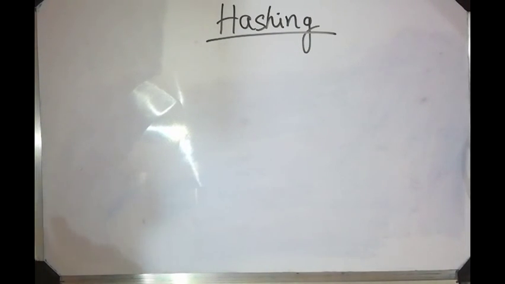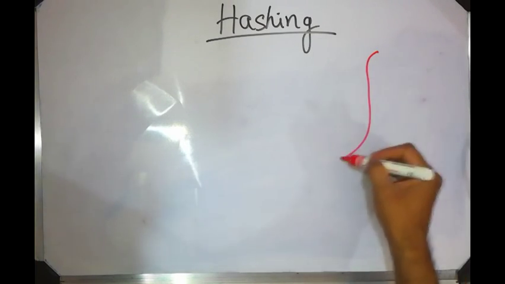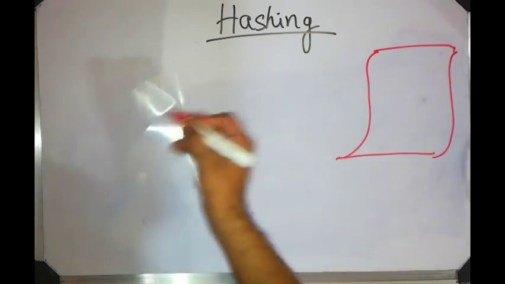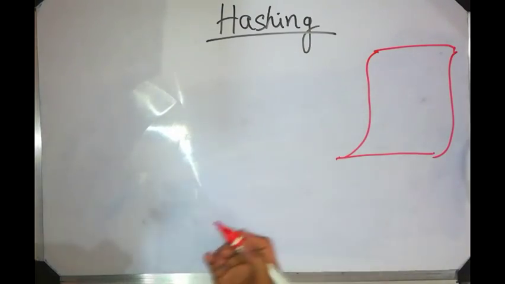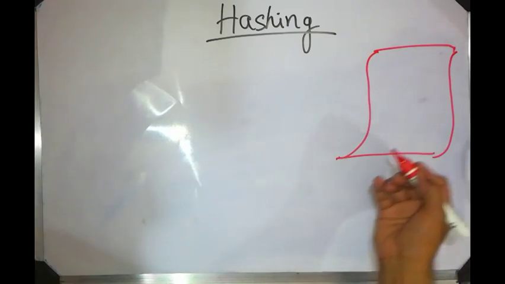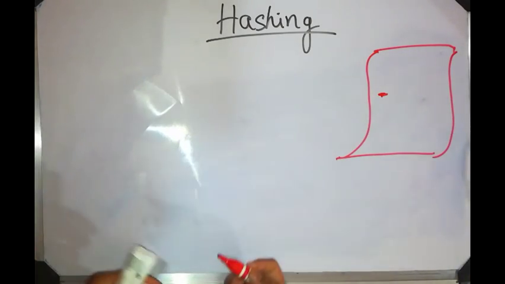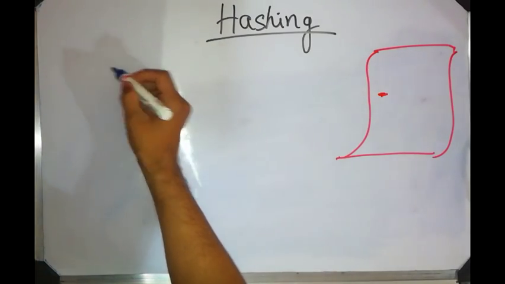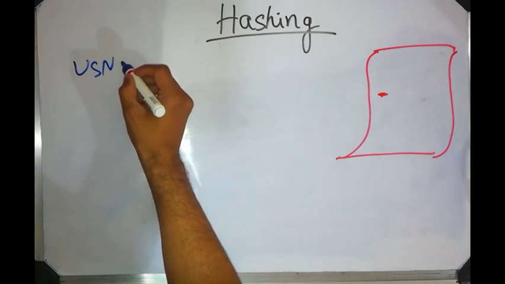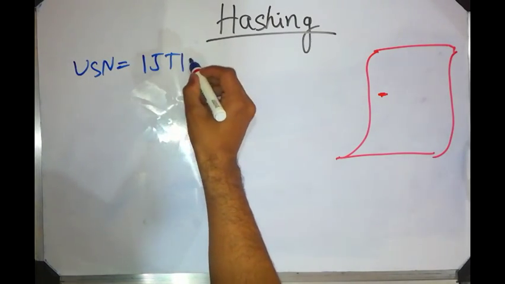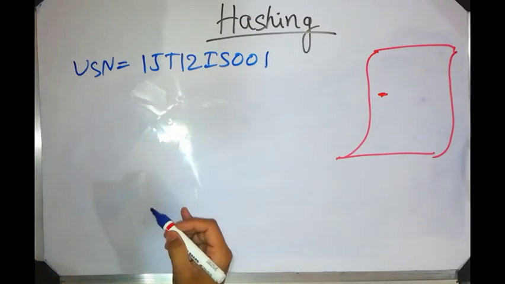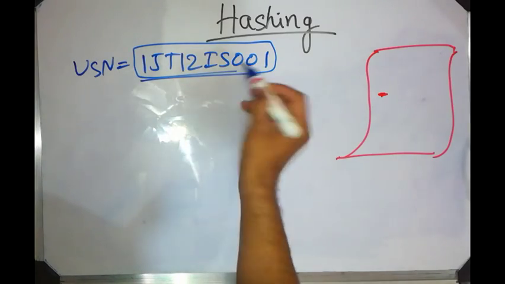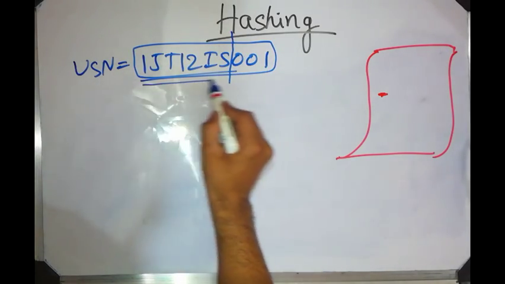So in your lab program, you have a file in which you are supposed to write all these records that the user gives, in a fashion that you can go straight to that particular location in the file and fetch that record. So what is going to happen here? You take the USN as the key, for example 1JT12IS001, and then what are you going to do? Instead of taking this whole thing, because this much is constant, right?